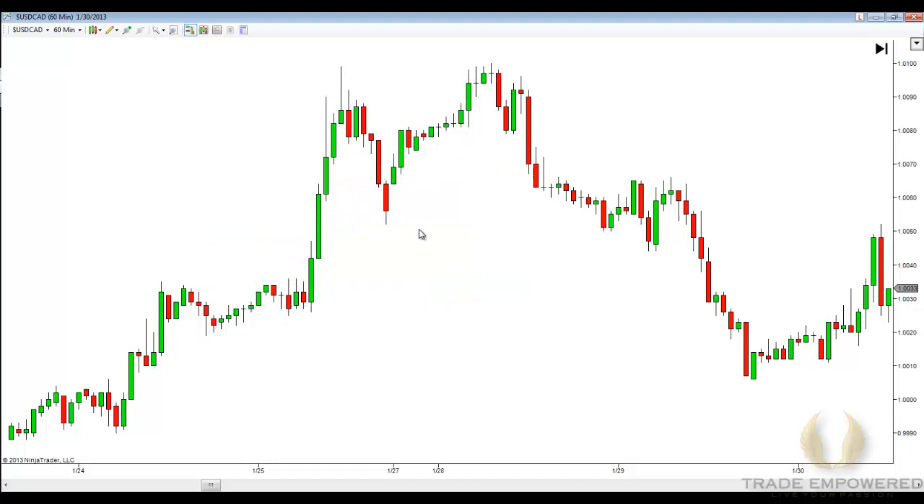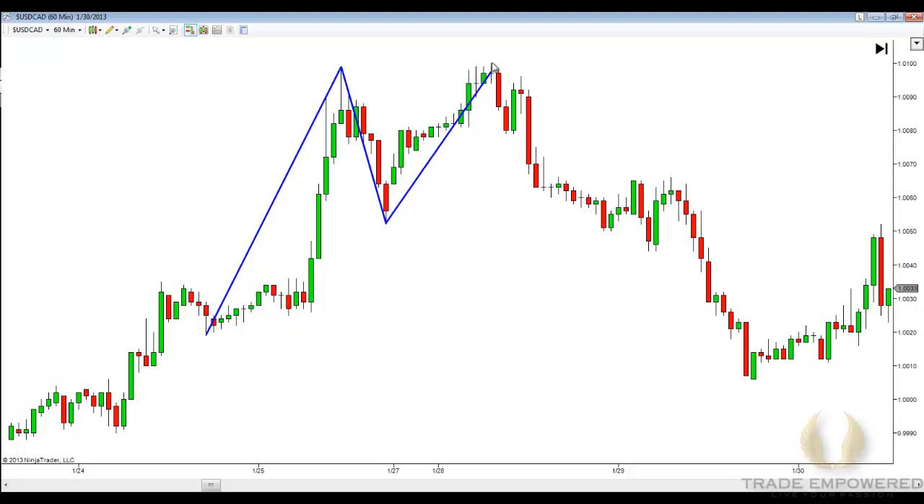Nope, we break above X. Here's a good example of one that's invalid. We have our initial impulse leg, so we have our X to A. We have our A to B. We then retrace really deep for our C completion.